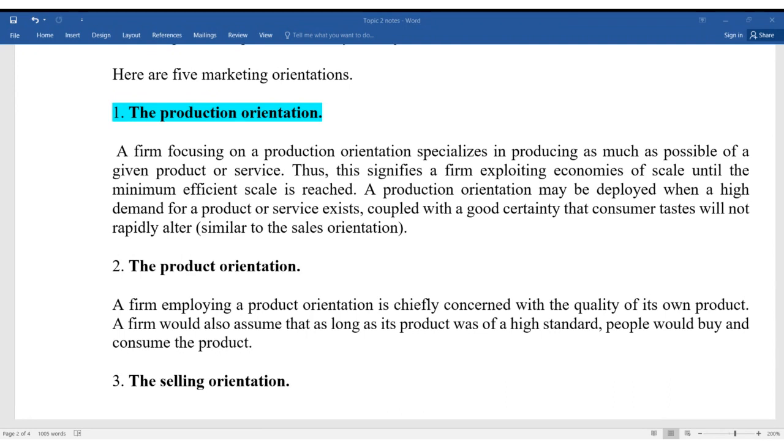Are we together? So the key thing is, what should be the role of the marketer with regard to this particular concept? What should be the role of the marketer as far as this concept is concerned? The first role is to invest in research and development to come up with innovative products.